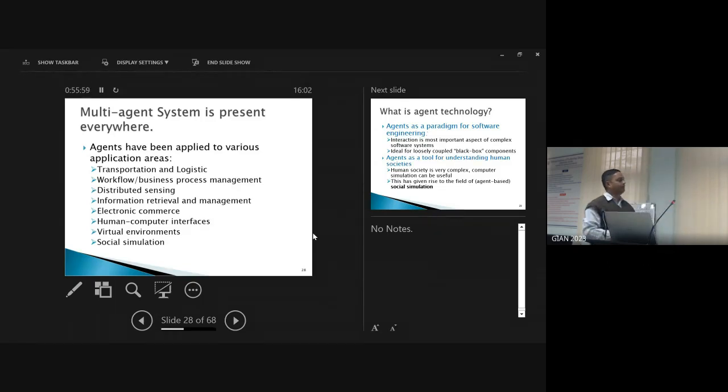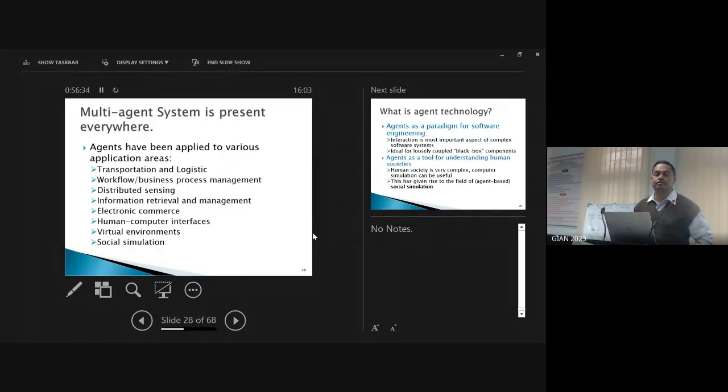So there can be different applications of agent technology. It can be transportation, logistics. It can be workflow, business process management, distributed sensing, information retrieval and management, electronic commerce, human-computer interface, virtual environment, social simulation. I think many of you are already familiar with this term.